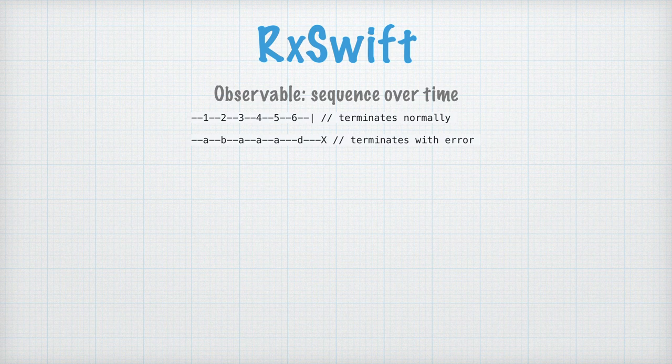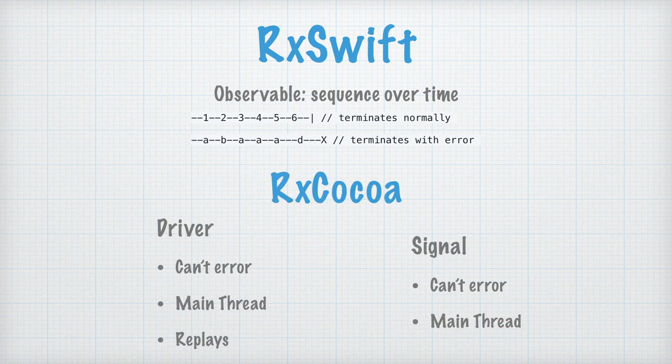So just a little bit about RxSwift. At its base, you have observables. And an observable is just a sequence over time that can either terminate normally or terminate with an error. But if you're actually using observables for UI, it's better to use a driver.